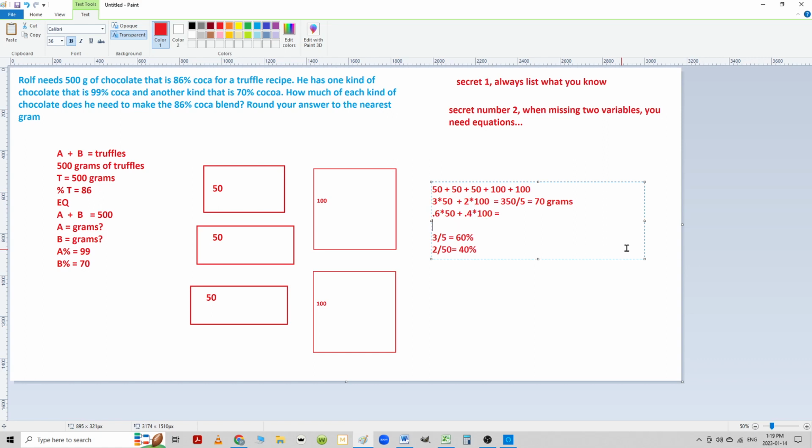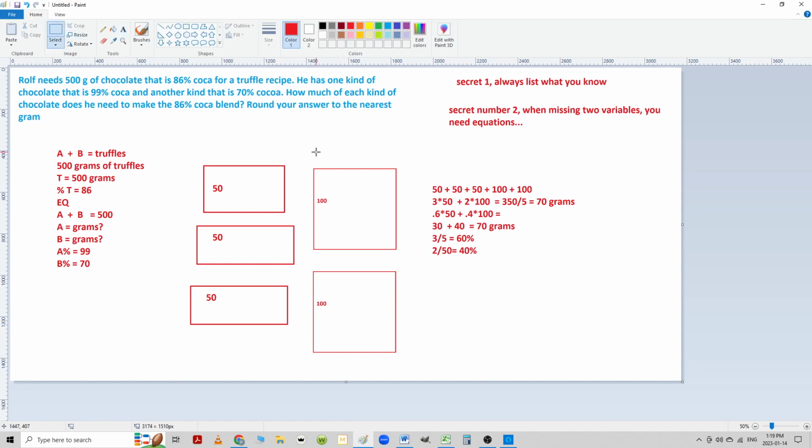And we discover that 0.6 times 50 is 30. And we discover 0.4 times 100 is 40. And we discover this also adds up to 70 grams. And this is just converting that number into a percentage of the total. So it looks like if we know the percentage times a gram plus a percentage times a gram, we will get the average grams.